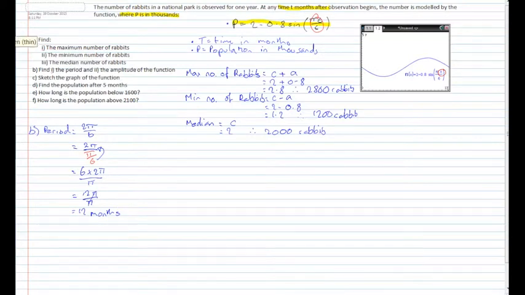The amplitude, well, we can just get that from the function. So the amplitude is just the number at the front of the sine. And remember, you can't have a negative amplitude, it's always positive. So therefore amplitude is equal to 0.8.